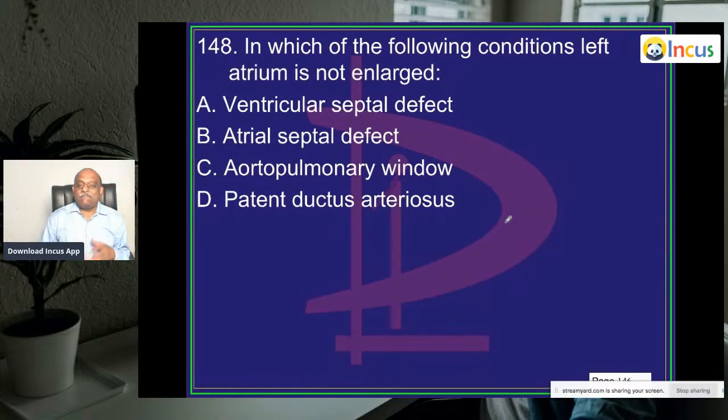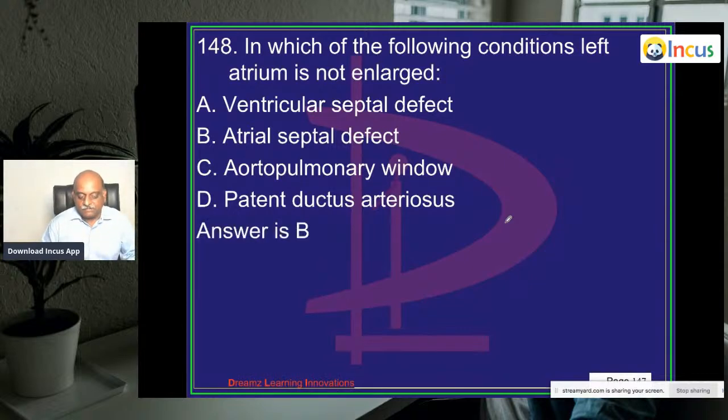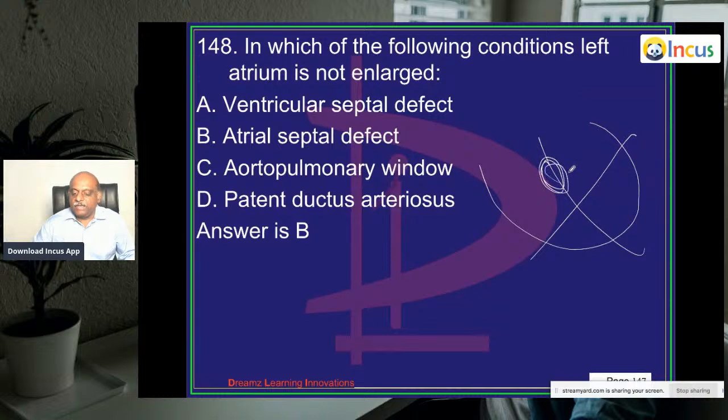In which condition is the left atrium not enlarged? So typically, if you have an ASD, normally left atrial blood will go into the right atrium. So the left atrium pushes its load onto the right atrium. So why will the left atrium enlarge? It does not enlarge in ASD.